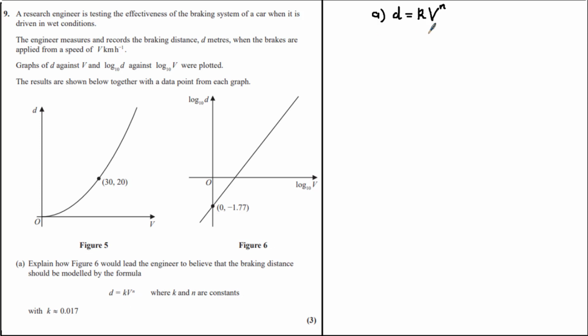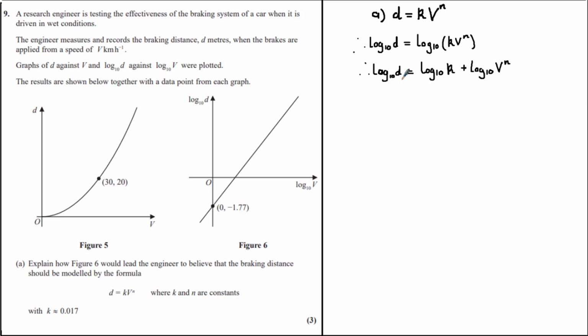So let's take the log of both sides of this equation. For the sake of figure 6, we're going to purposely take the log base 10 of both sides. So therefore log base 10 of d is equal to log base 10 of k times v to the power of n. Using the addition or the multiplication law of logs, we can split the right hand side into a sum of logs as follows.